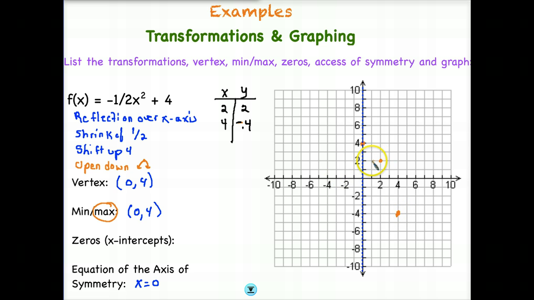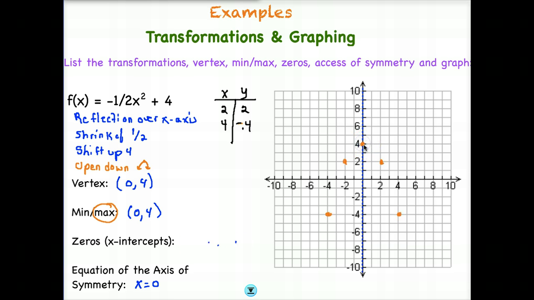Now I'll go ahead and plot the symmetric points. So I have 2 this way, so I'm going 2 this way. Here I have 1, 2, 3, 4, so 1, 2, 3, 4 away from my line of symmetry would be here. And now I am ready to draw in my curve.